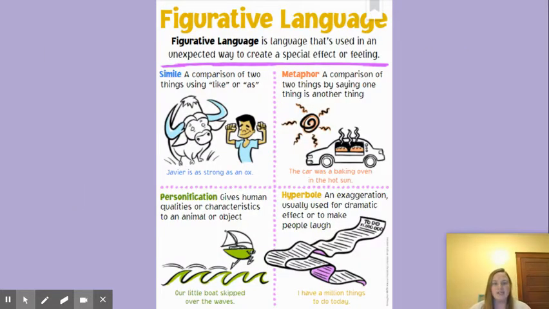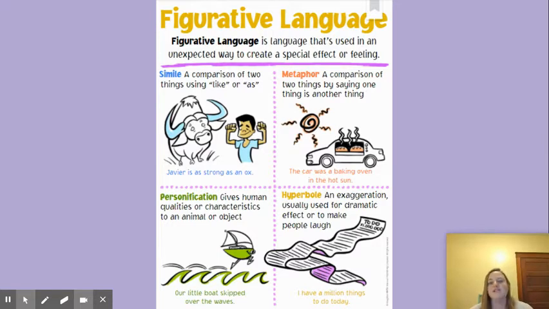So, figurative language is language that's used in an unexpected way to create a special effect or feeling. So, when an author is writing, they might use figurative language to really help us imagine something. So, for example, a simile is a comparison of two things using like or as. Javier is strong as an ox.